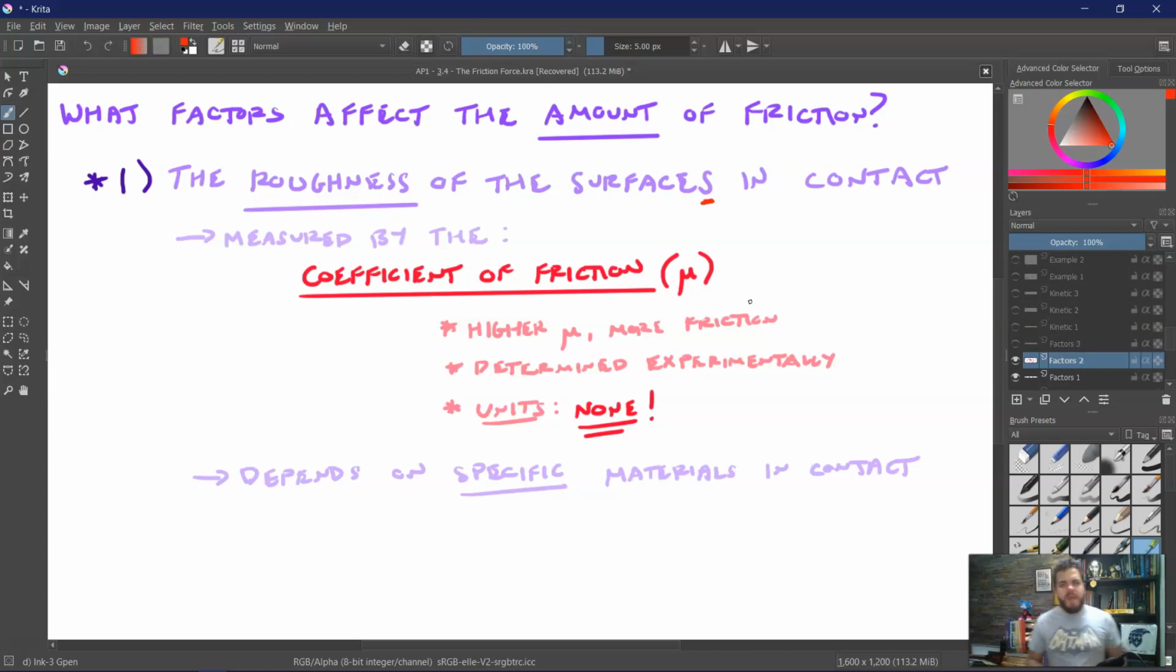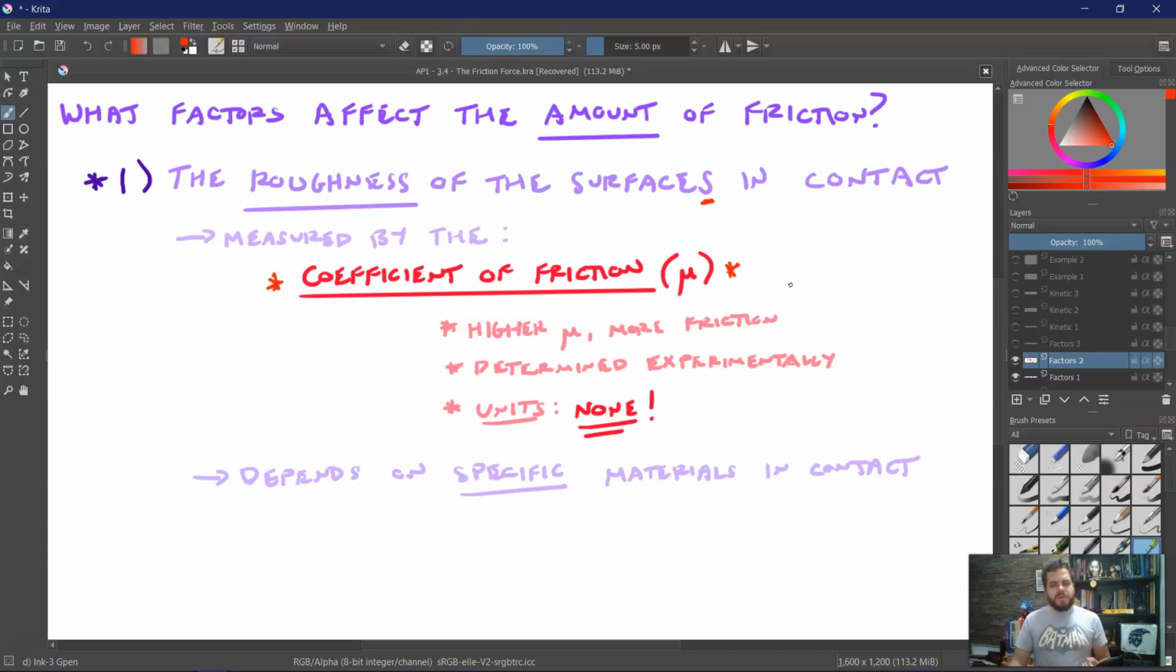So, for instance, if I have two pieces of ice, they're going to slide by each other probably pretty easily. If I have ice and rubber, maybe not slide quite as well. If I have rubber and rubber, they're not going to slide by each other well at all. So it's the two surfaces combined that matters here. And we measure this with something that's very crucial to know, which is called the coefficient of friction.